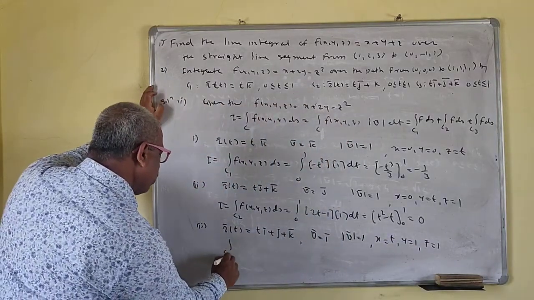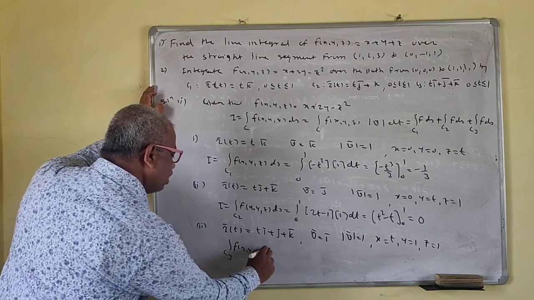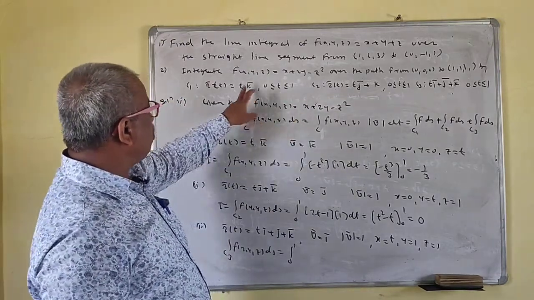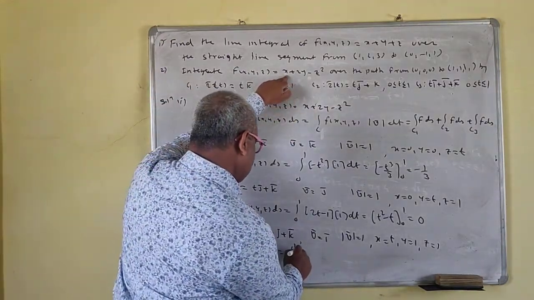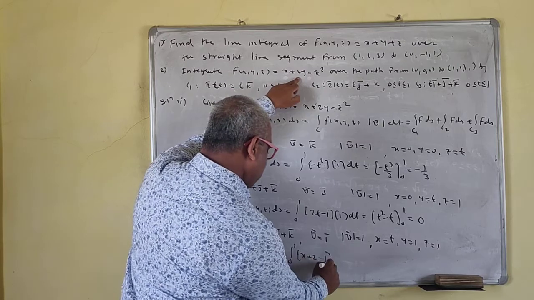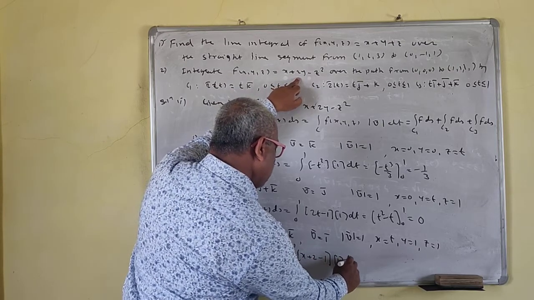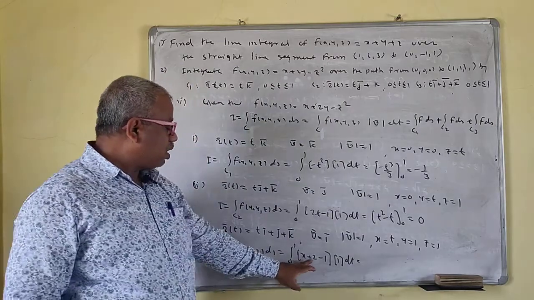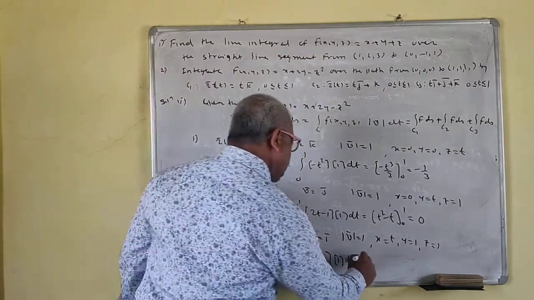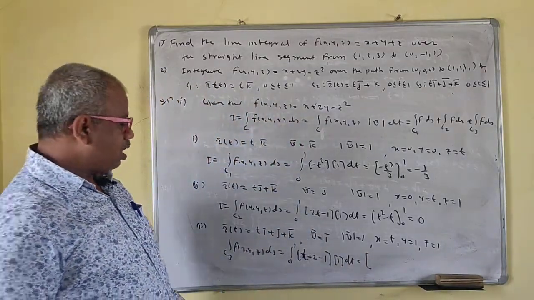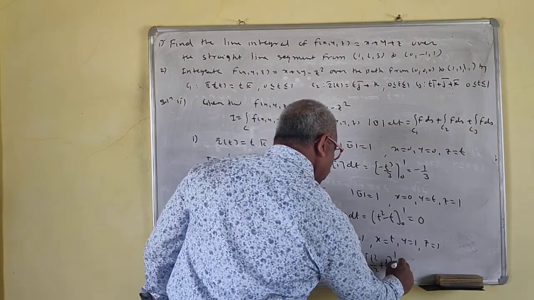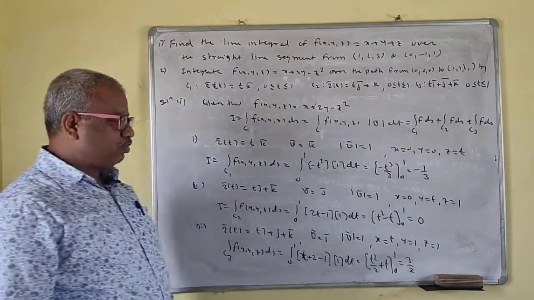So the integral over C3 of f(x, y, z) ds is from 0 to 1. Your function is x plus twice y, so we write x plus 2 minus 1, this is 1, and dt. So this is t plus 1. We write the integration directly: t square by 2 plus t, from 0 to 1. So this is 3 by 2, half plus 1 is 3 by 2.